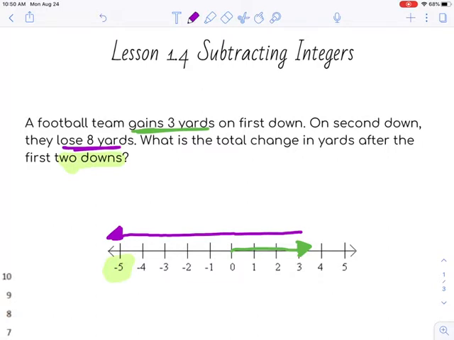The other way is we can write it out as a little expression. So we're gaining 3 yards, it's +3. And then they're taking away 8 yards. So we have 3 minus 8. Now, when we're subtracting integers, what we're going to do here is we're going to turn this negative sign into a positive. So now we have plus. And whenever we do that, we need to do the opposite of the second number. So if you guys remember from our first lesson, the opposite of +8 is -8. So we're going to add a little negative sign here.